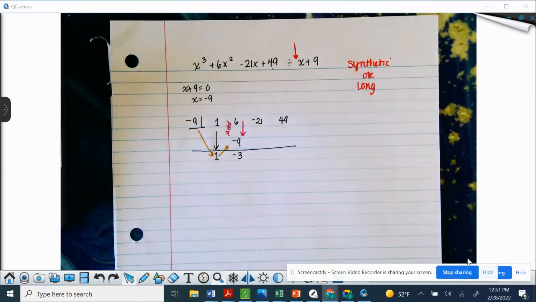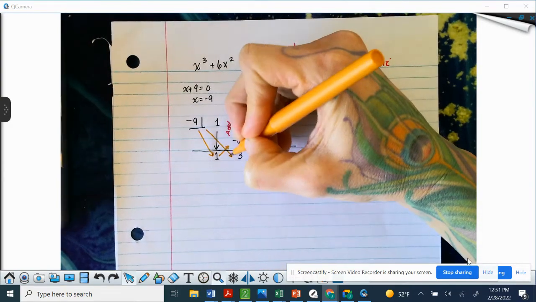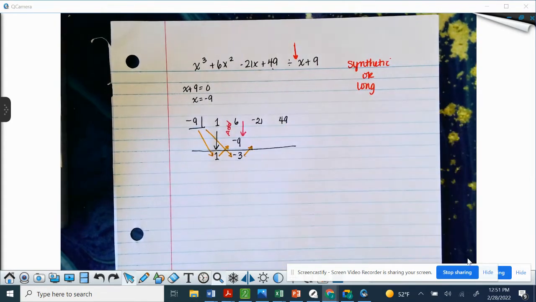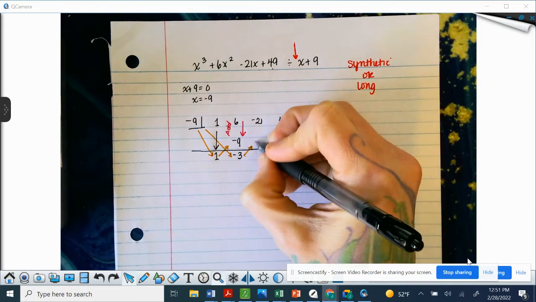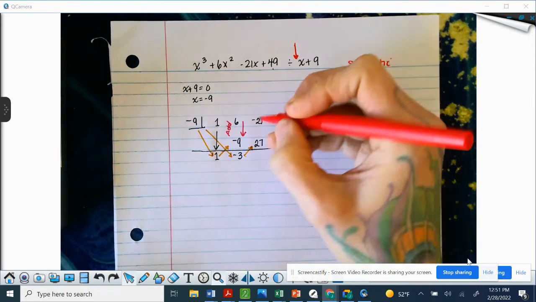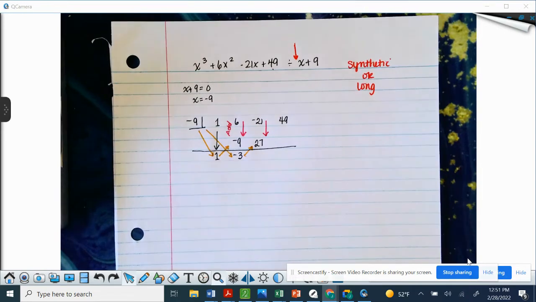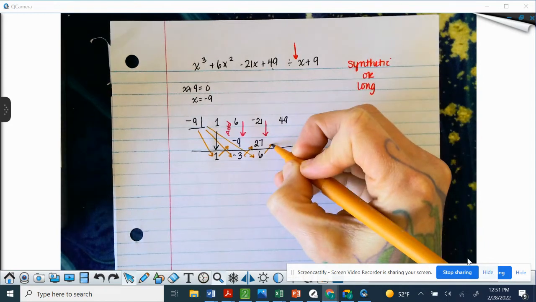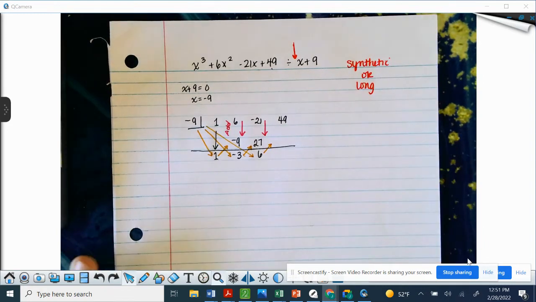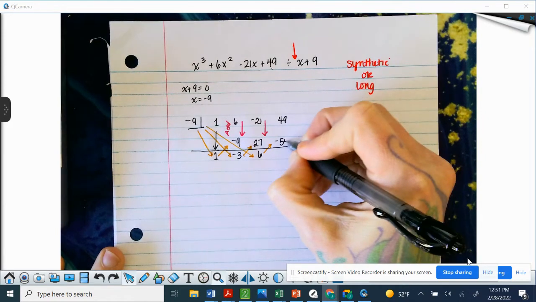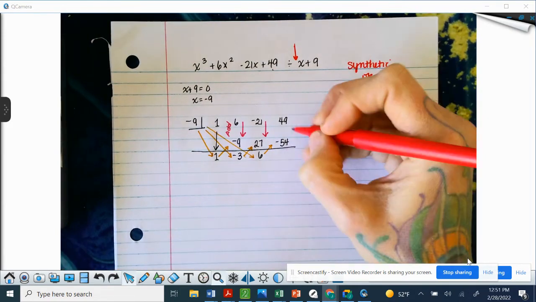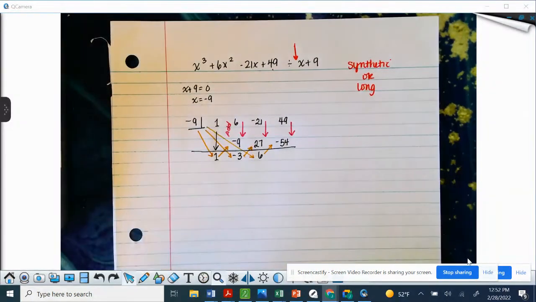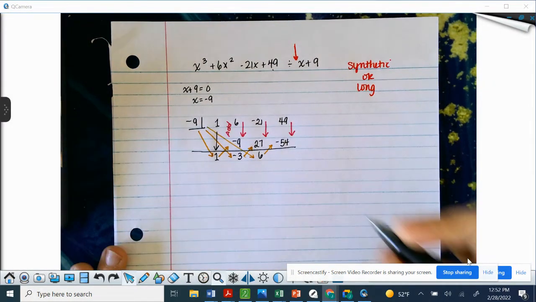Then you're going to take that negative 9 again. It's going to bounce and multiply. So negative 9 times negative 3 is a positive 27. Then we're going to work straight down. Negative 21 plus positive 27, if I add them together, is going to give me 6. So negative 9 bounce, which is a multiply. So negative 9 times 6 is 54, and it's a negative and a positive, so it's going to be negative 54. Then working straight down, you're going to add. So 49 plus a negative 54 is going to be a negative 5.